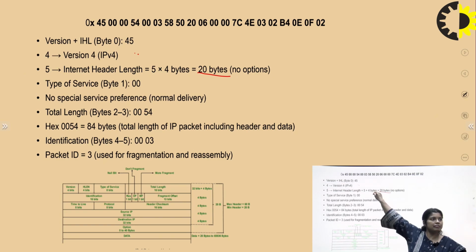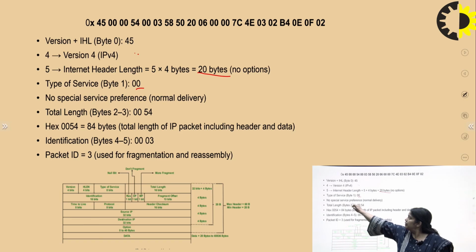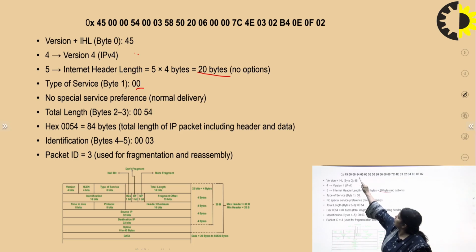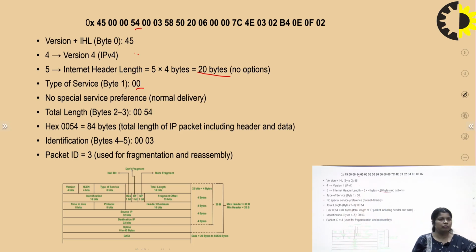Now the 5 is 20 bytes. Type of service is 00, which means no special service, a normal delivery. There is no urgent value there. And the next is the total length. Total length is given as 0054, so the total length is 54, and this is, you can see here, a 16-bit field.